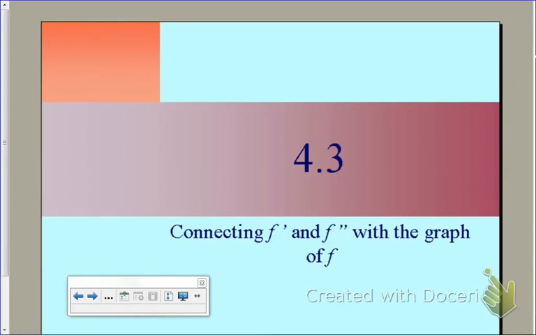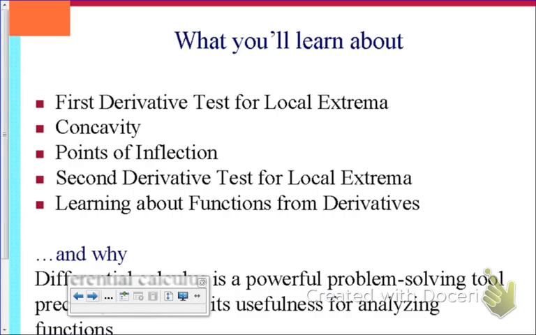All right, connecting the first and second derivatives. We'll take a look at the first derivative test for local extreme, that's review. We'll add on to that today points of inflection, which is where the second derivative is equal to 0, similar to critical points for first derivative. We'll take a look at concavity, which is the second derivative test for functions.